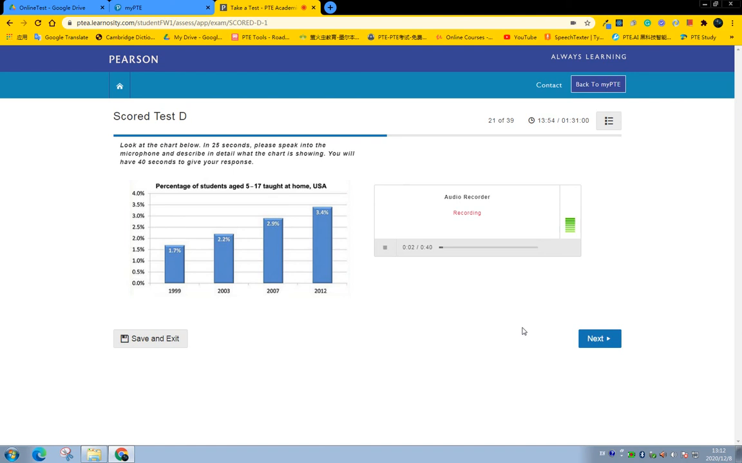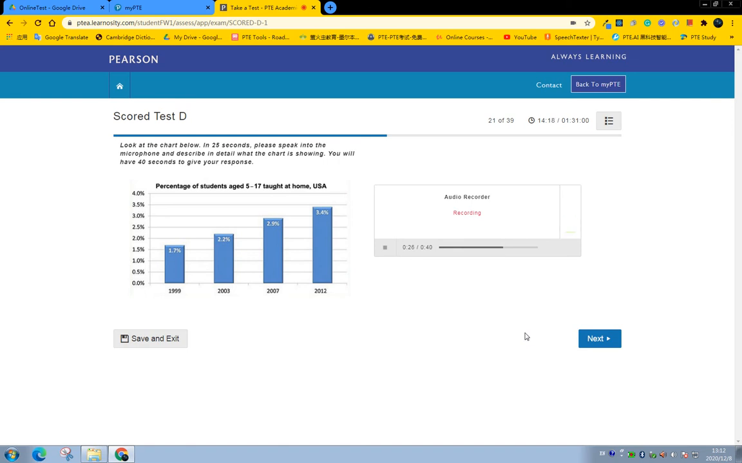The bar graph shows information about the percentage of students aged from 5 to 17 who were taught at home in the USA, based on various factors including 1999, 2003, 2007, and 2012. For 2012, we can see 3.4%, which is the largest figure. For 2007, we can see 2.9%, which is the second largest figure.